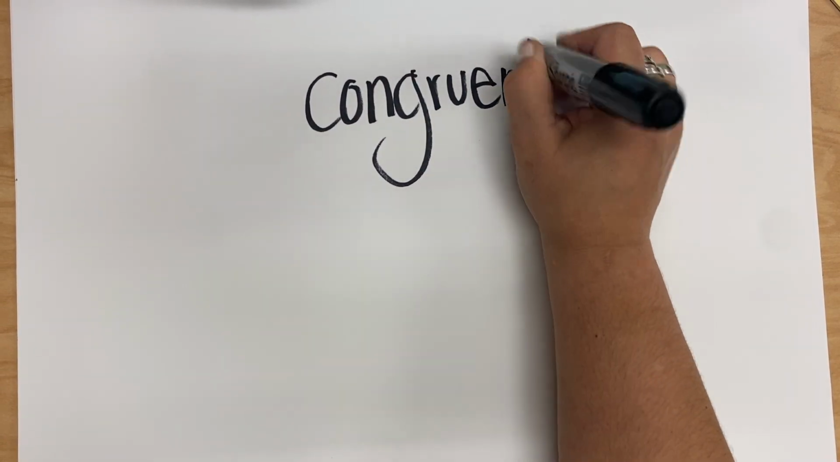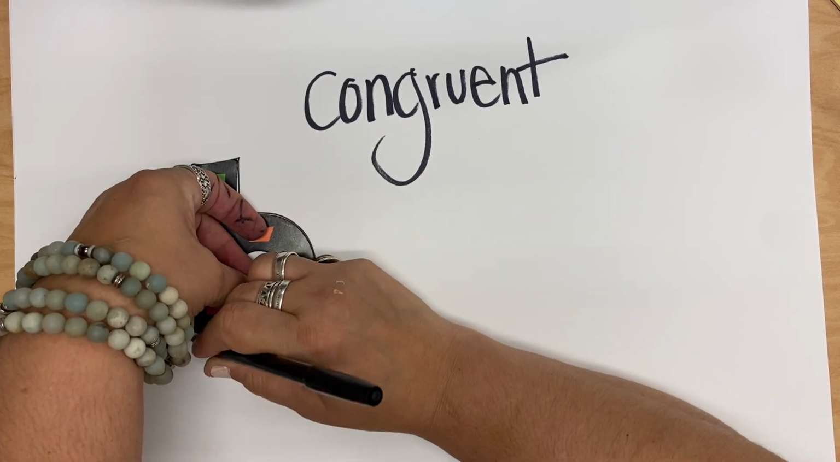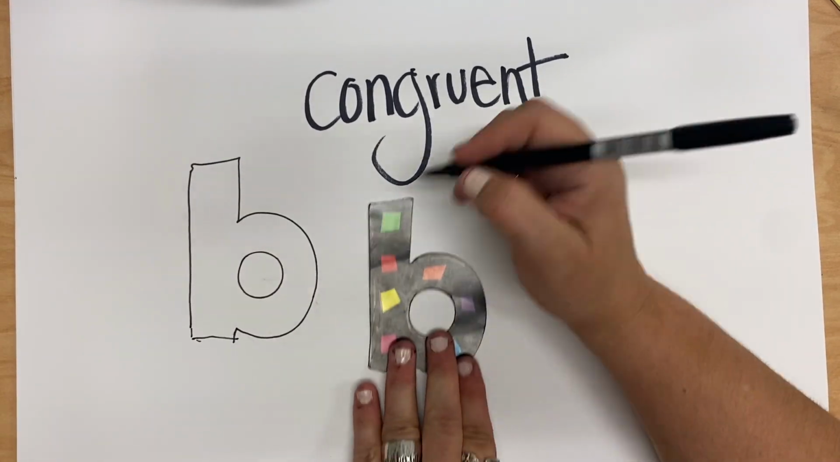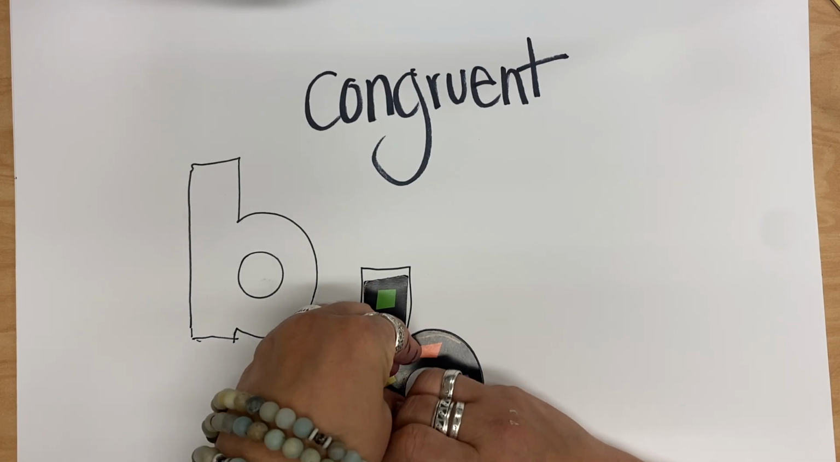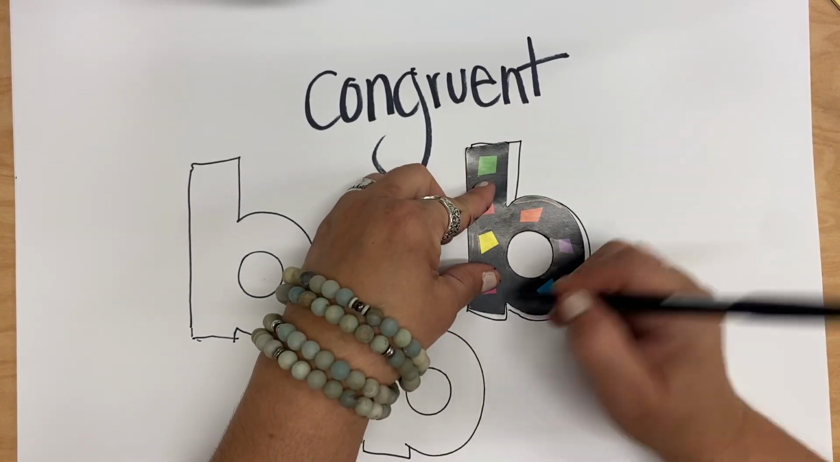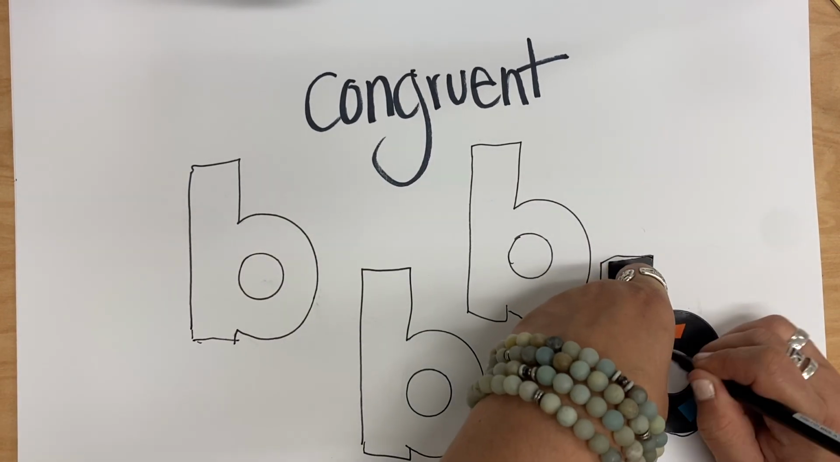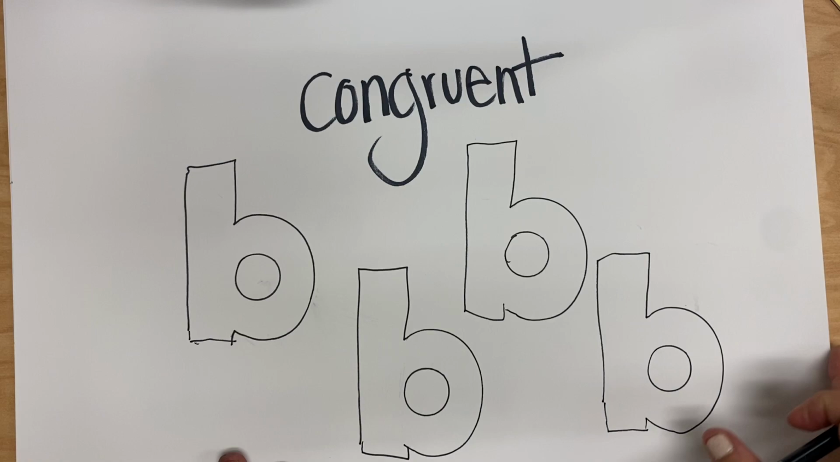Last, congruent. What is congruent? Let's find out by looking at what's happening. Looks like congruent is the same shape facing the same way, and it's the same size everywhere. Let's find out how to use all this to make art.